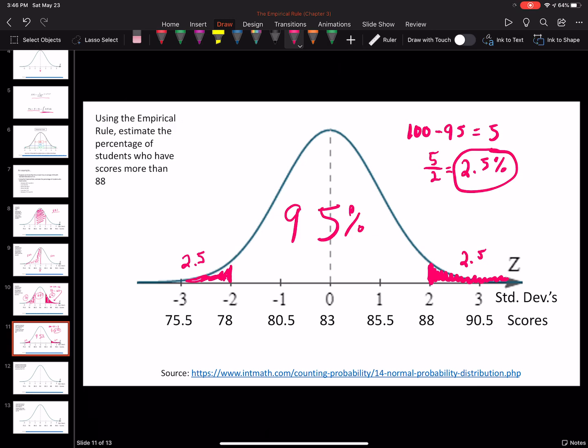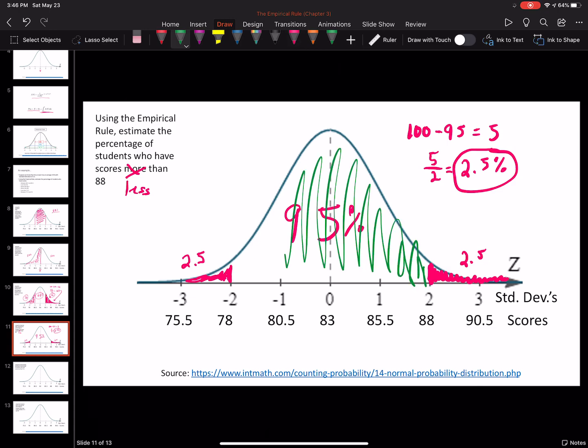Now, here's another question. Let us suppose that we replaced more with less. How would we handle this one? Well, if we want the percentage of students who scored less than 88%, then the area we're talking about is all of this, right? All of this would be shaded in. So the question is, how do we handle that?